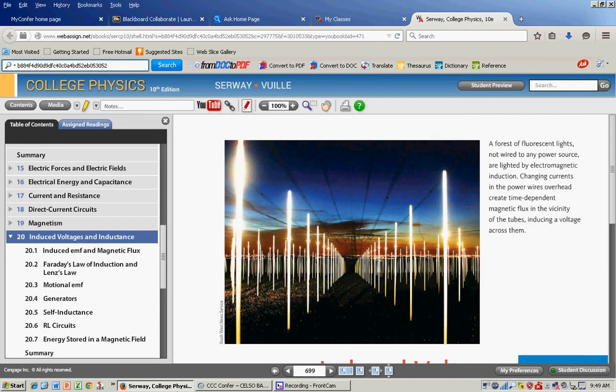So we needed to go over motional EMF, some basic ideas related to generators, inductors, and RL circuits, which is a circuit that has one new component, called an inductor, and another one, a resistor. Remember RC circuits? It's kind of the same thing. But the core material in this chapter is, yes, induction.